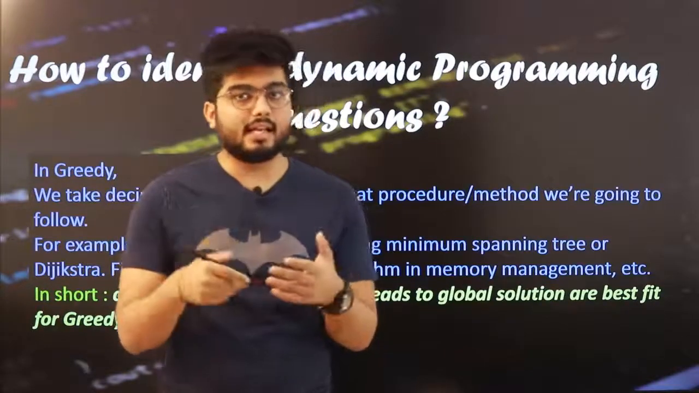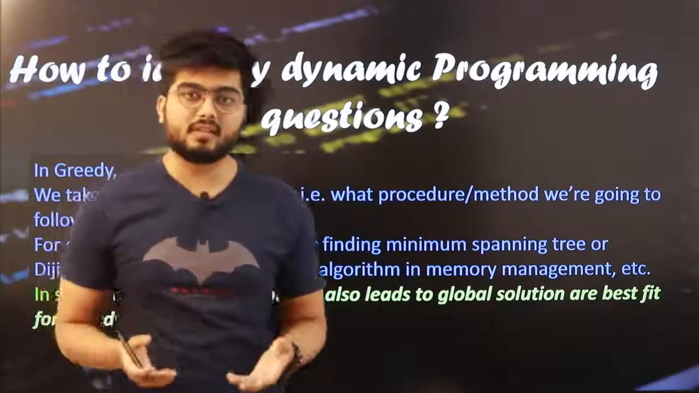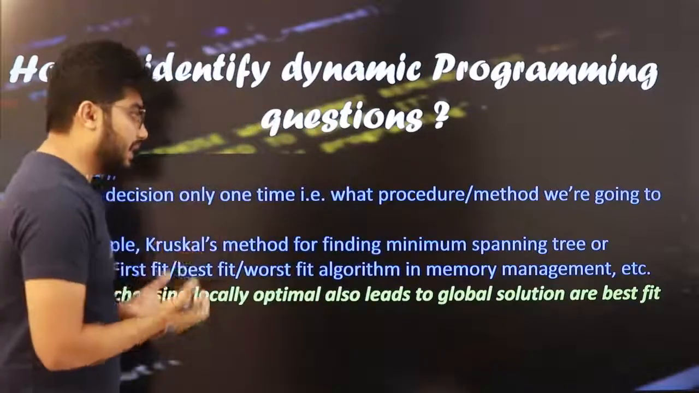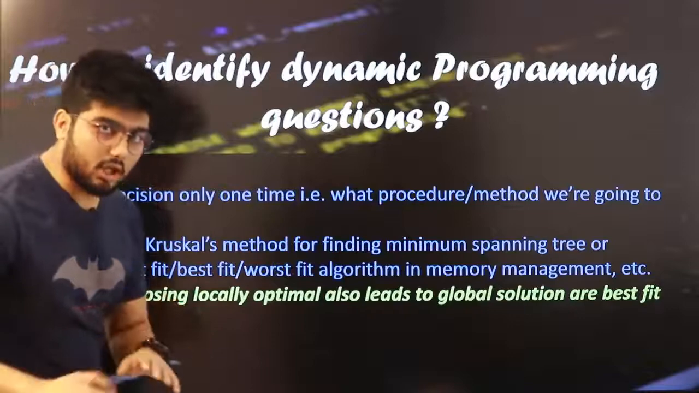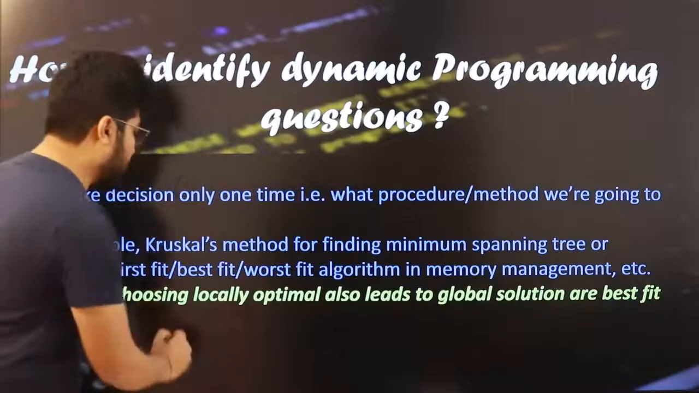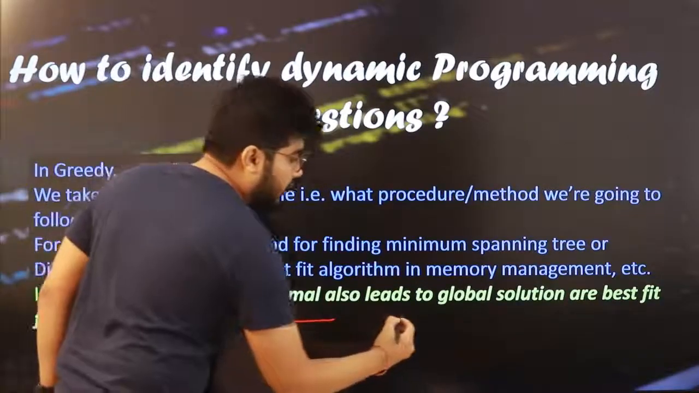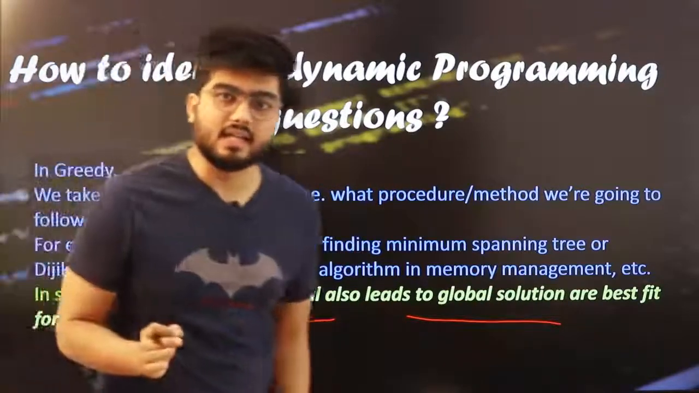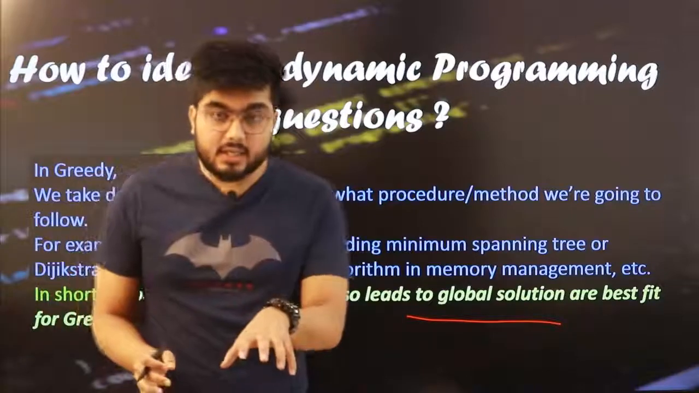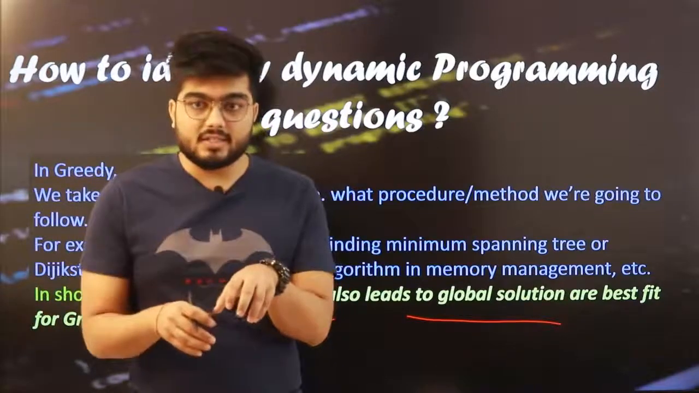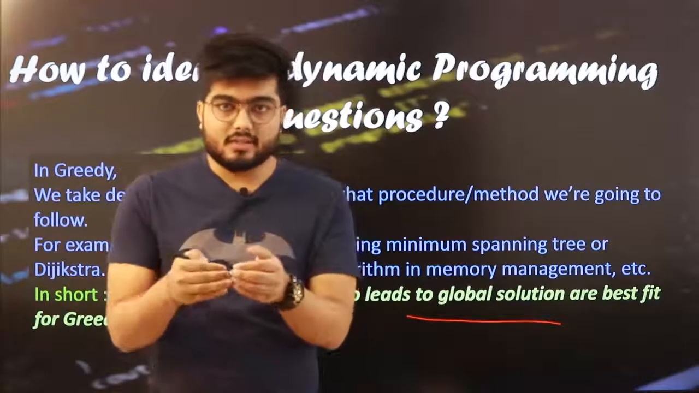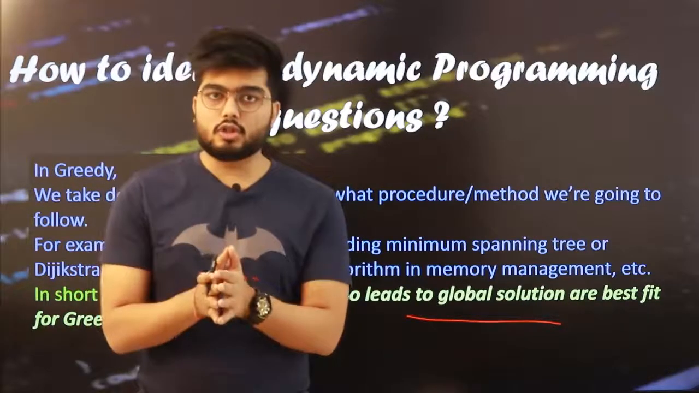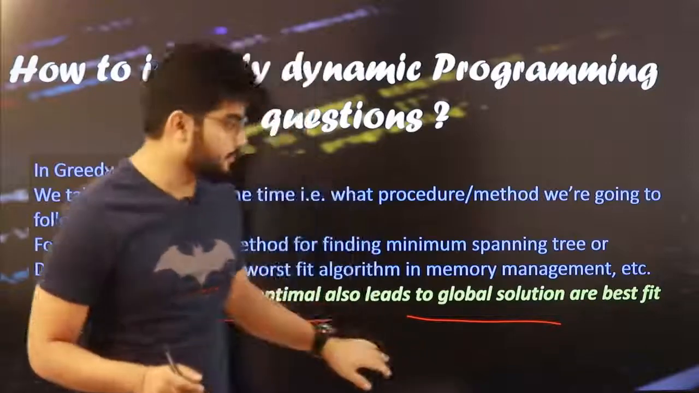Third smallest, and likewise we will go on until our minimum spanning tree is created. So this is what our greedy is. If you ask me, let me give you a bottom line, just remember it. Locally optimal also leading to a global solution is the best fit for greedy. So if you see that you are moving towards your answer one at a time, taking small steps, and eventually it will lead to your answer, then on those questions you can use the greedy technique.